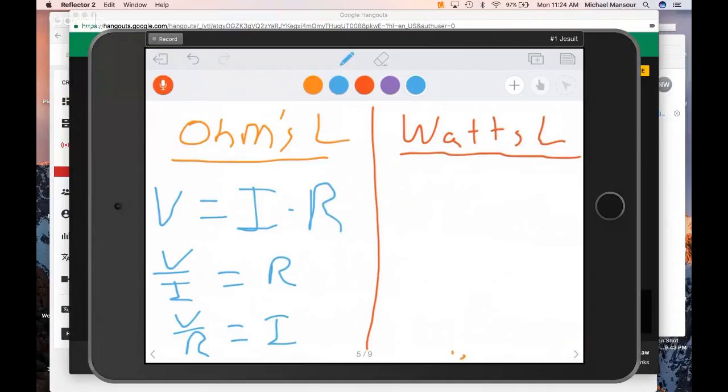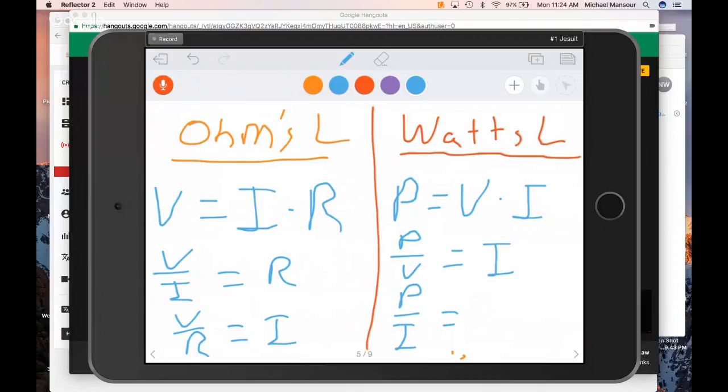For watts, it's slightly different, but very, very similar, and that is P, or power, or watts, equals V, volts, times I, amps. Also, this can be written as P over V equals I, or P over I equals V. Okay? So what are the key things that you need to look for when you are solving these equations?